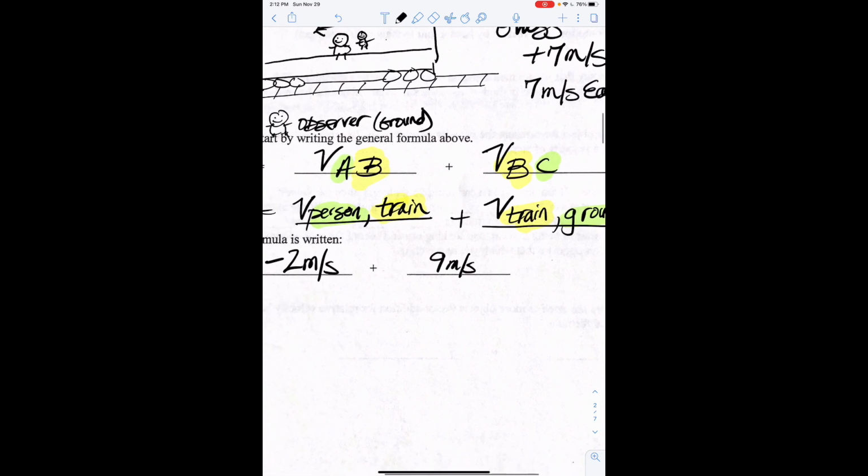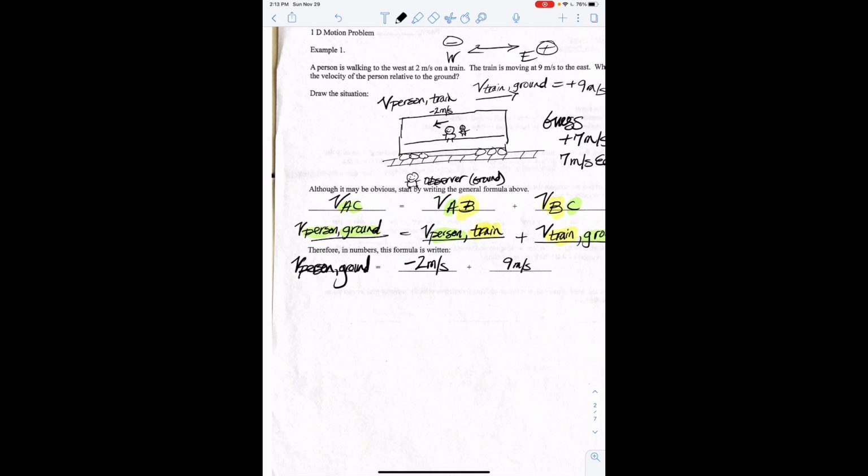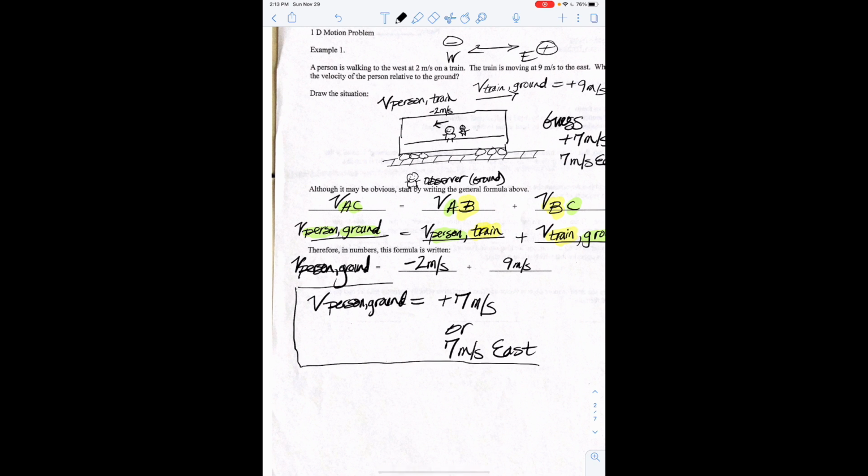So what we have then is, if we do the math here, we see that the velocity of the person relative to the ground is going to equal positive 7 meters per second, or 7 meters per second east. All right. So hopefully this is making some sense. And now you kind of see how the formula backs up what we could intuitively see.